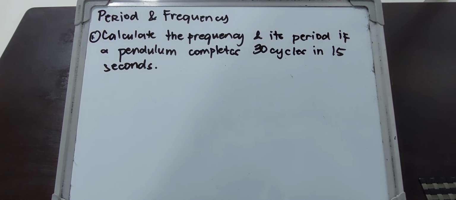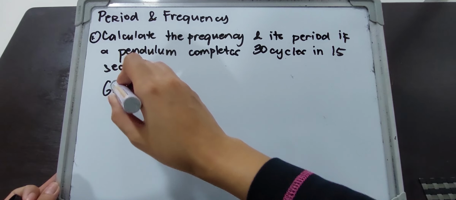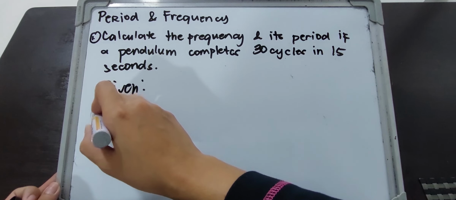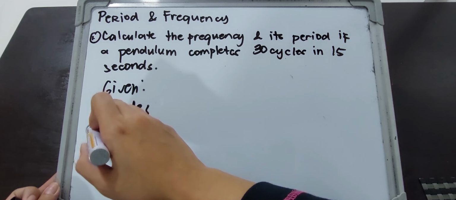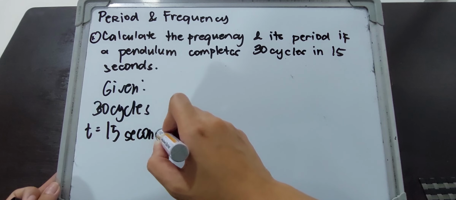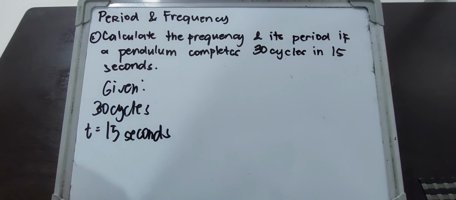So from the recorded discussions about concepts of waves, I already discussed there the formulas for frequency and period, also the difference between the two. So let's write all the given first. So for our first given, we have 30 cycles, then we have the time na 15 seconds. So dito sa cycles, wala tayong ginagamit na ibang quantity but the cycles lang mismo.